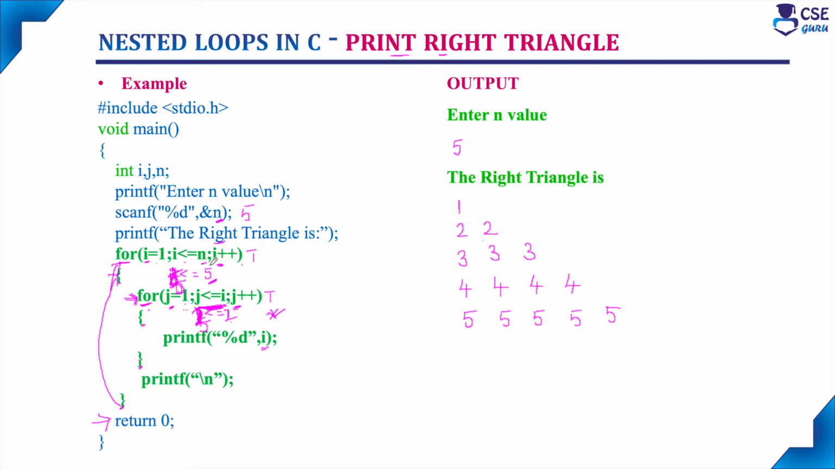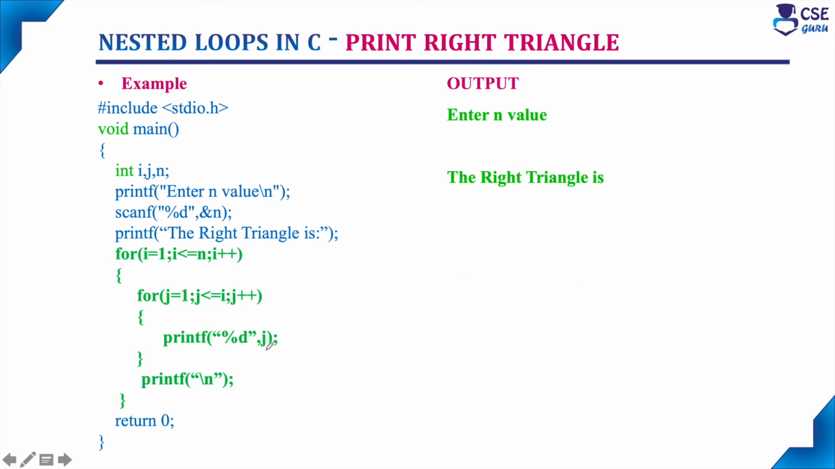So when the outer for loop condition fails, control will not be transferred to the inner for loop. So the inner for loop also will not execute. Now totally control will transfer to the next statement of the C code. Now it will return this output on the output screen. So now it has printed the right triangle with numbers.